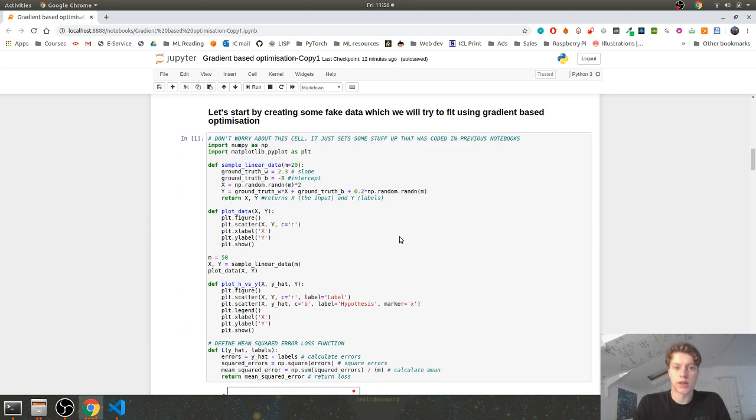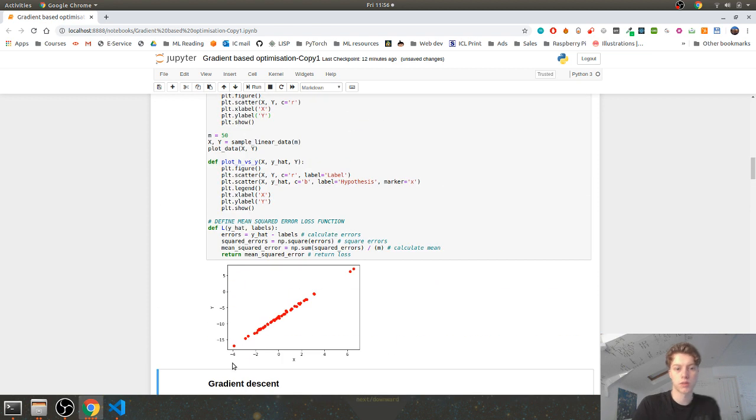So let's start by creating some fake data, just as we've done before. Run this, gives us some data. So this is a straight line which we're trying to fit. Maybe we've collected these data points of some input X and some output Y, and we're going to try and learn to model this function. We're going to try and learn what the best parameterization of the weights, the slope, and the intercept, the bias are.